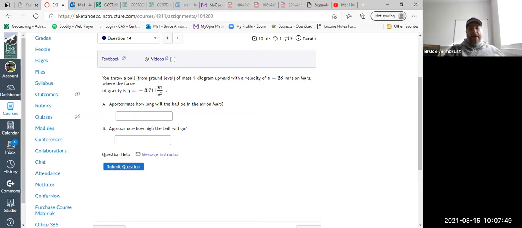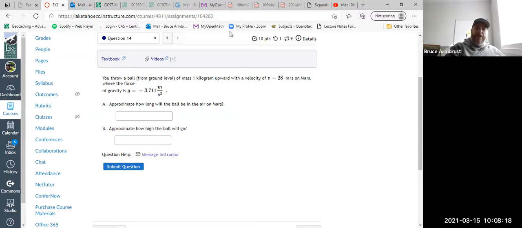All right, so approximate how long, the wording is really weird, approximate how long the ball will be in the air on Mars. All right, so for this one, we need to go back to this. Actually, we don't even need differential equations because we've done this before.